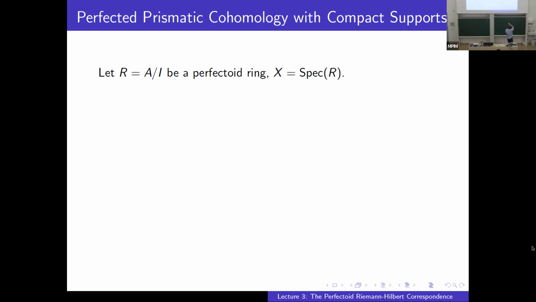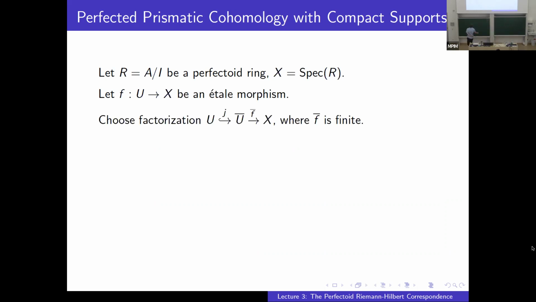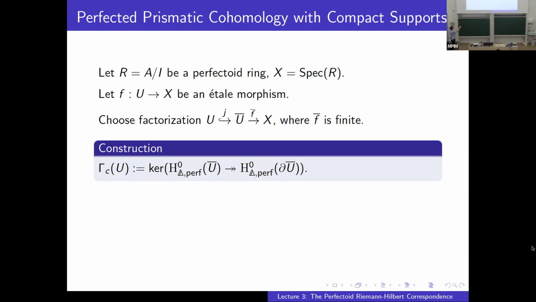So same setup, let R be a perfectoid ring, let X be its spectrum, and let's say we have an étale R scheme U. And we can choose a compactification of it, embedded in something that's finite over R. And now in this situation, you can look at the perfected prismatic cohomology of U bar and the perfected prismatic cohomology of the boundary. And those are both concentrated in degree 0 by that result that I mentioned earlier. There's a surjection between them, and the kernel is some ideal that I'm going to denote by gamma C of U without the bar. So this is perfected prismatic cohomology with compact supports.